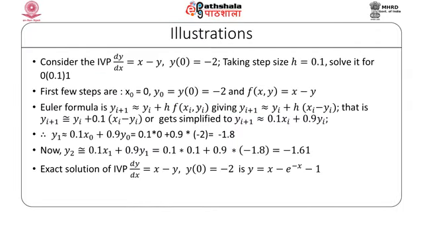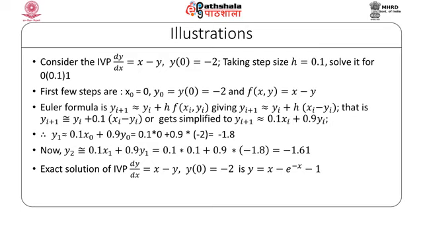Now, let us look at two simple illustrations. First differential equation: dy by dx is x minus y, y at 0 is minus 2, and let us take the step size h equal to 0.1. What does this mean? We begin at x equal to 0, y0 is minus 2, and apply the formula yi plus 1 is yi plus h f(xi, yi). f(x,y) is x minus y, so yi plus 1 is yi plus h into (xi minus yi).